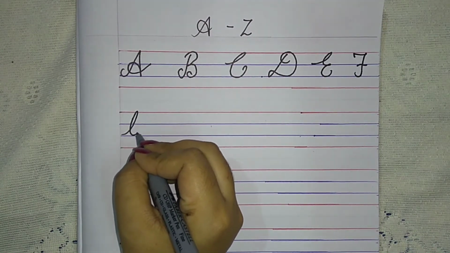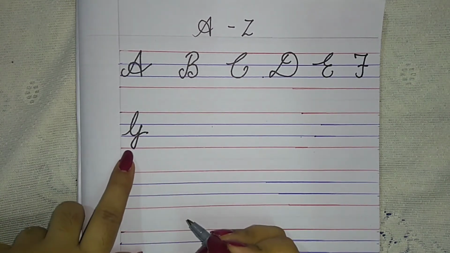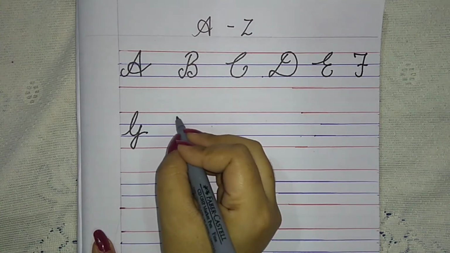G, पहले नीचे के ब्लू लाइन से ऊपर रेड लाइन टच करोगे, फिर नीचे के रेड लाइन को टच करोगे 10 पे.